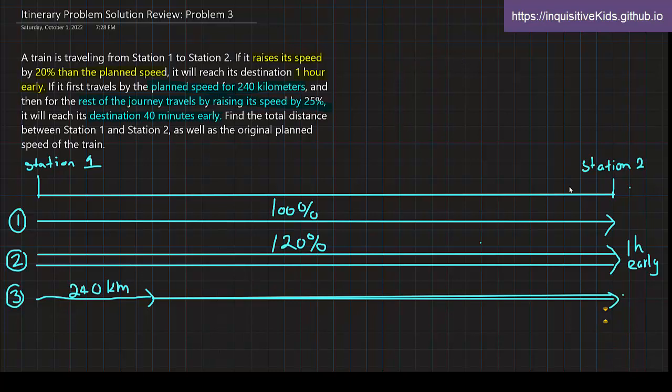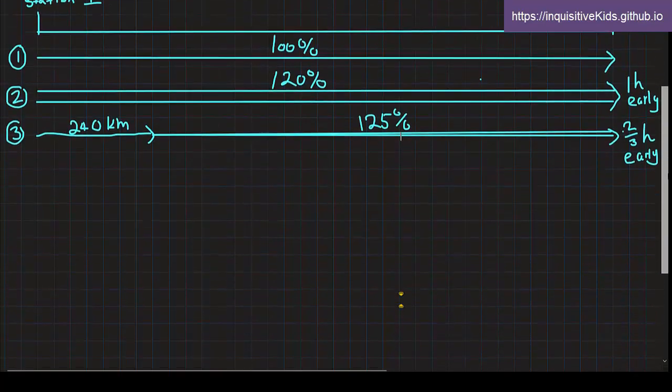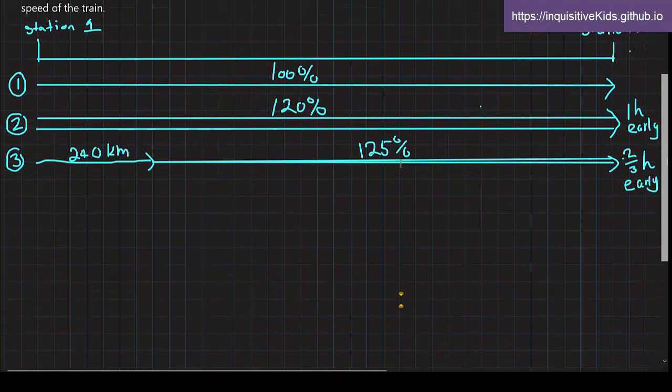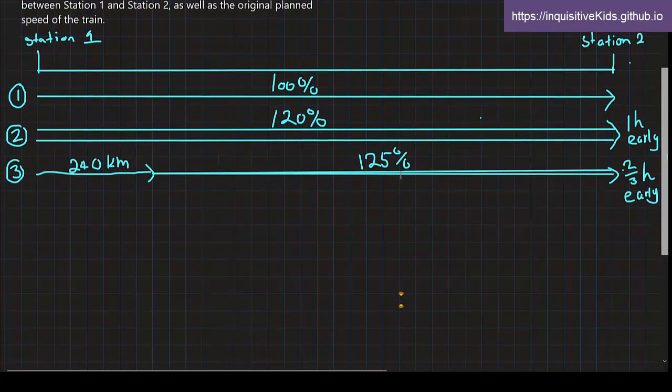So 40 out of 60 minutes is 2/3 of an hour. So I'll write 2/3 of an hour early, mostly because I want the unit to be the same all through. It's not 40 hours early, it's 2/3 of an hour early. It's 40 minutes early. Oh, and this part would be, of course, 125%. So find the total distance between station 1 and 2. We are already done with the first part of solving this type of problem, which is drawing the sketch.